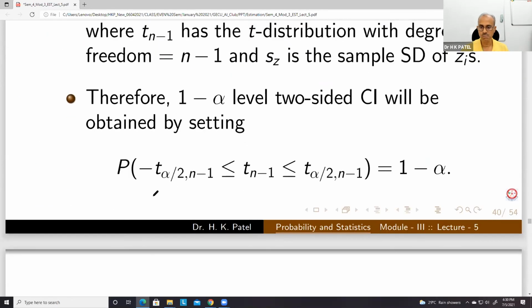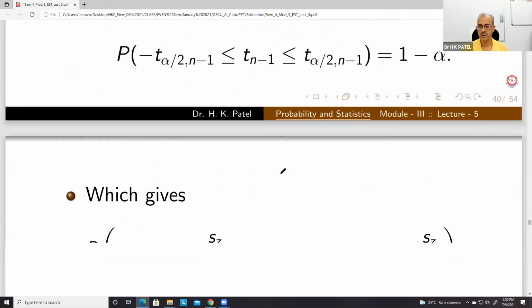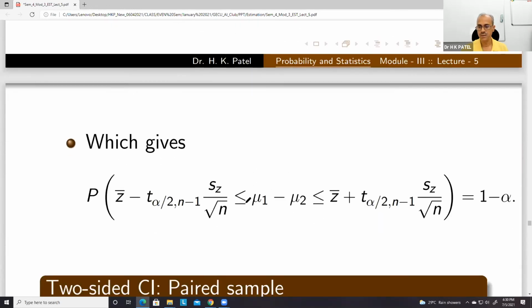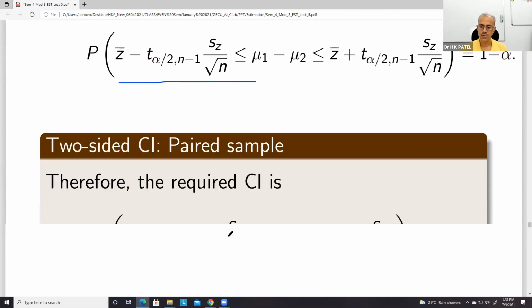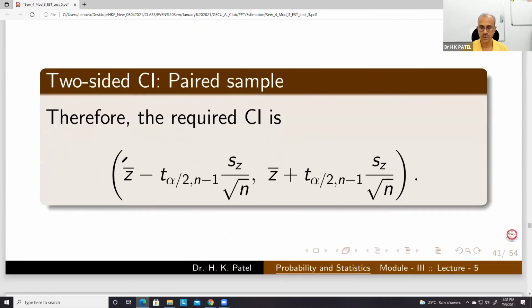And then if you apply this, we get the lower limit z bar minus t alpha by 2 times the standard error, which is Sz upon root n. This we have already seen in the last lecture. So our interval is z bar plus or minus t alpha by 2 times Sz upon root n. Here n minus 1 is the degree of freedom.